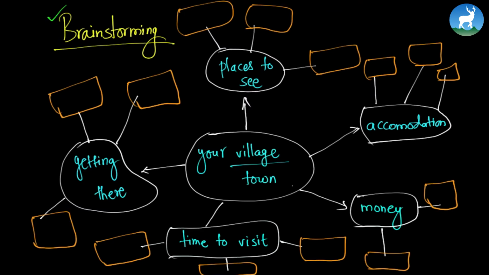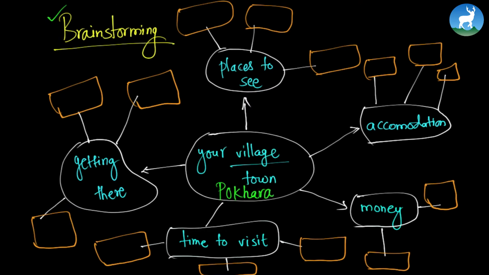For now, we can take the example of Pokhara. Before actually writing the leaflet, we need to do a little brainstorming. In the brainstorming section, we need to come up with different ideas. The first idea is your village or town. Let us assume that my town or your town is Pokhara. So we are going to prepare a leaflet about Pokhara. So what different kinds of places are there?